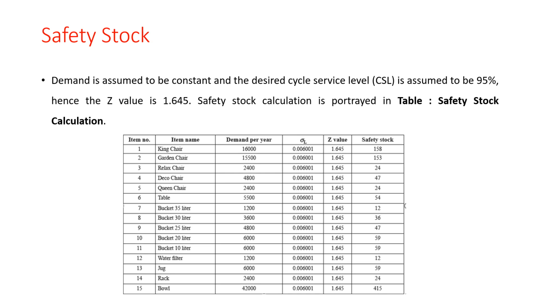Here we are assuming constant demand. Demand is assumed to be constant and the desired cycle service level is assumed to be 95%. So the Z value is 1.645. The calculated safety stock is 158, 153. Based on this formula, we can find out the safety stock.